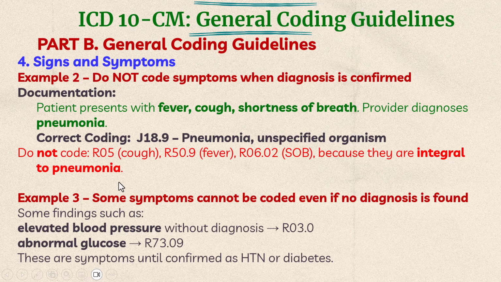Example 3, some symptoms cannot be coded even if no diagnosis is found. Some findings such as elevated blood pressure without diagnosis, so you can't code them. Abnormal glucose, so they are symptoms until confirmed as hypertension or diabetes.